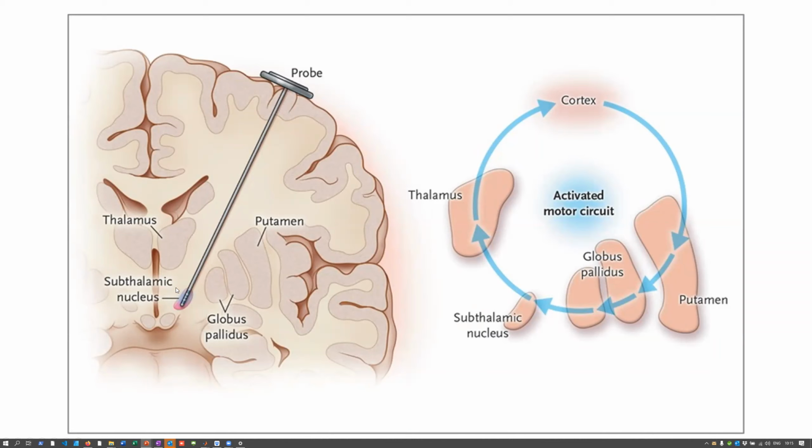And the idea is not only that we're modulating with the stimulation the subthalamic nucleus, which has been identified as a key player in Parkinsonian pathophysiology, but we are probably modulating the entire circuit. So deep brain stimulation is a network therapy and it interferes with the entire motor network.